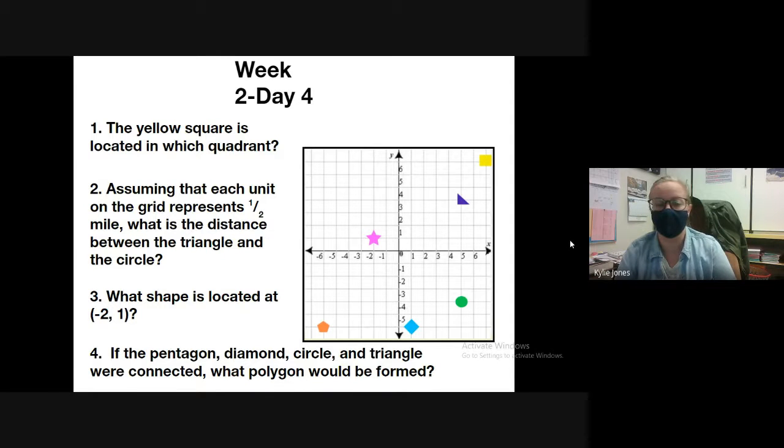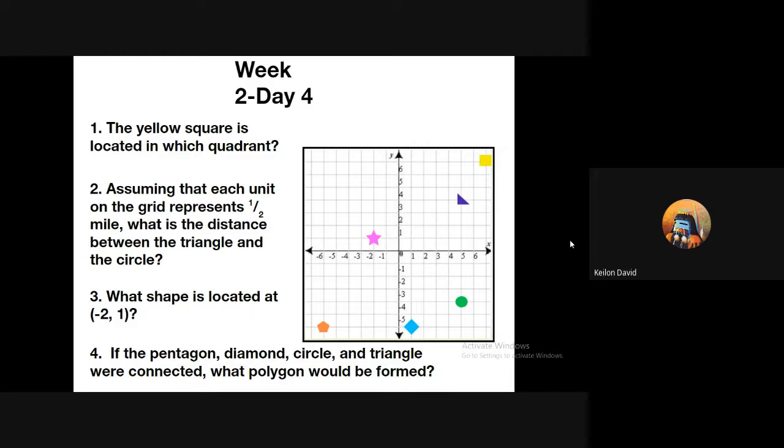And number 4, if the pentagon, what's a pentagon? How many sides does a pentagon have? Good, 5 sides. So if the pentagon and the diamond, the circle, and the triangle are connected together, what shape would it form? So go ahead and be working on those. You can write down your answers on your whiteboard or on a piece of paper if you have a piece of paper. And get going, please.